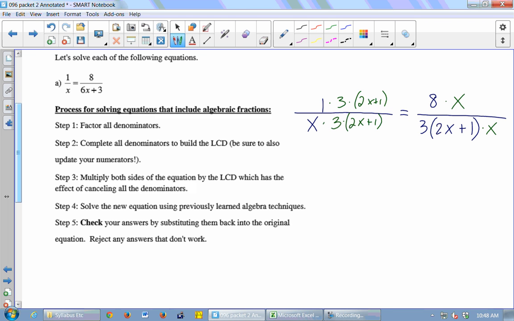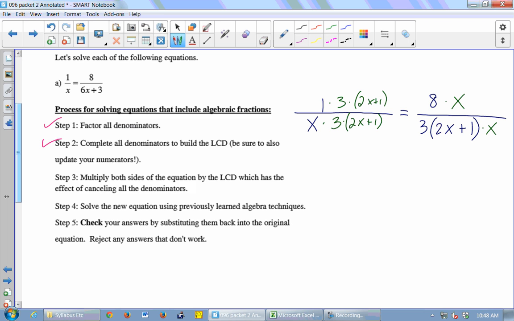Okay, now we did step 1, factored everything. We completed all the denominators. Step 3 is to multiply both sides of the equation by the LCD. And the LCD is the common denominator we just built. The denominator of both fractions is now x times 3 times 2x plus 1. They have the same denominator, it's the LCD.